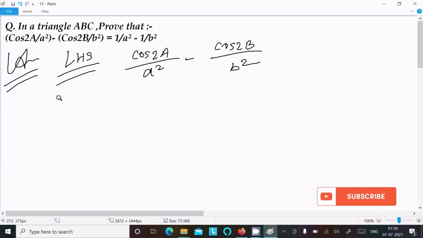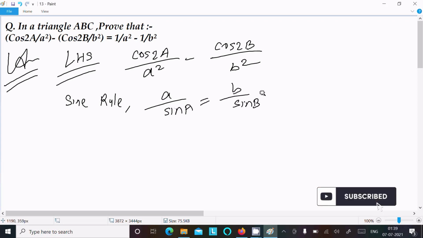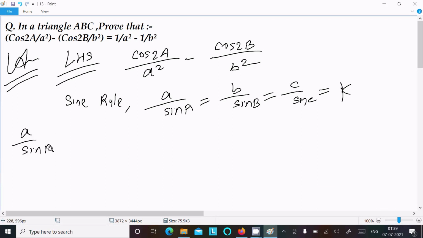Now, thereafter, writing the sine rule: A divided by sine A equal to B divided by sine B equal to C divided by sine C. Let's say it equals K. You can assume P, Q, R, S, T, whatever. Now here A divided by sine A equal to K, so A equals K sine A.